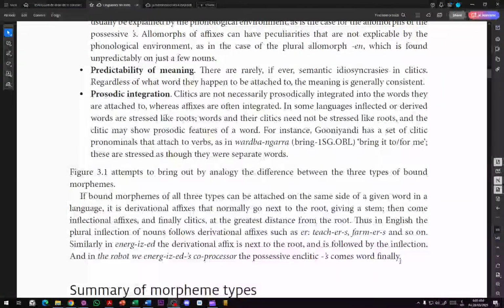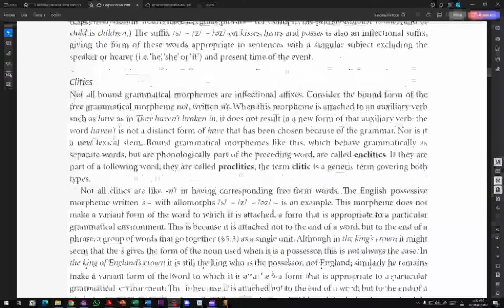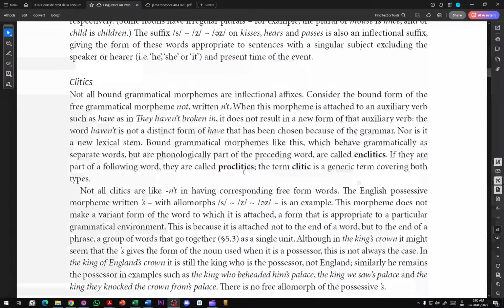What? There's something wrong here, I think. Also, I forgot about the different types of clitics, enclitics and proclitics.